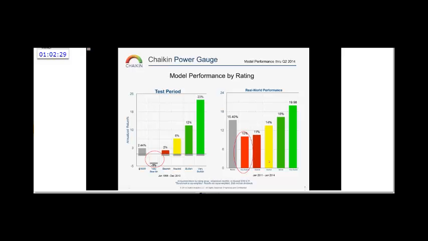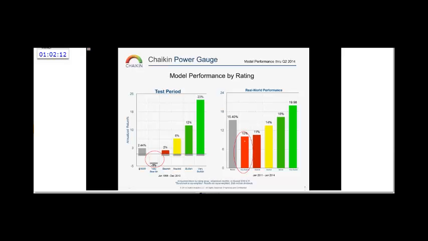Now, what's happened in the last 3 years since we introduced the Power Gauge rating? Because we've been in a 5-year bull market, even the very bearish stocks have gone up. They're up 10%, which is a third less than the S&P 500, which is up 15%. But the very bullish stocks are up 20%.